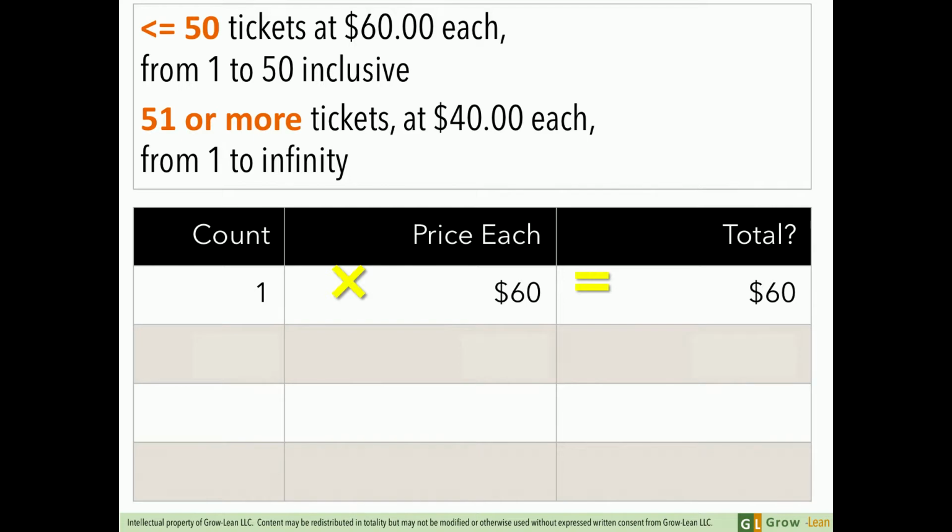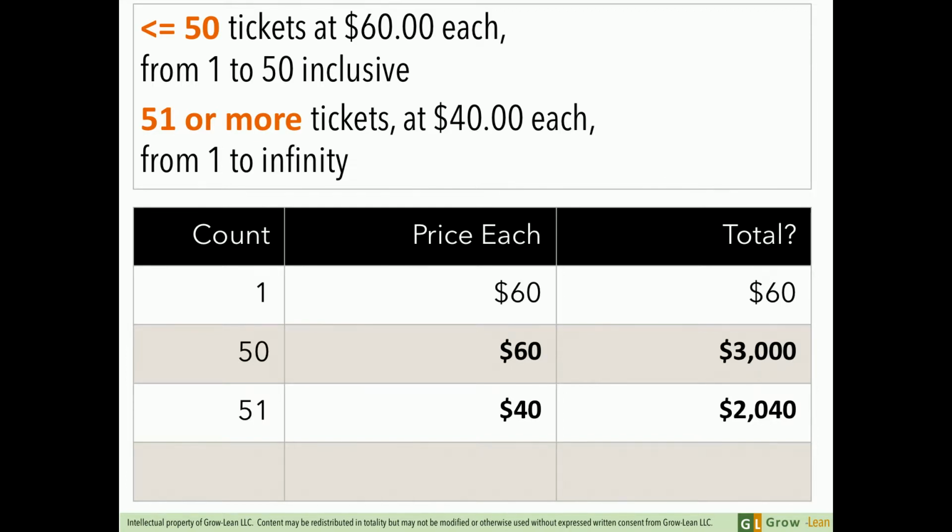All right. So what do you want to check? What's the next condition you want to check? If I give you a bare minimum test, what's the next test to run? 50 times 60. How many? 50. Price each? 60. Total, 3,000. What's the next test? 51. Price each? 40. And total is? How do you like that?